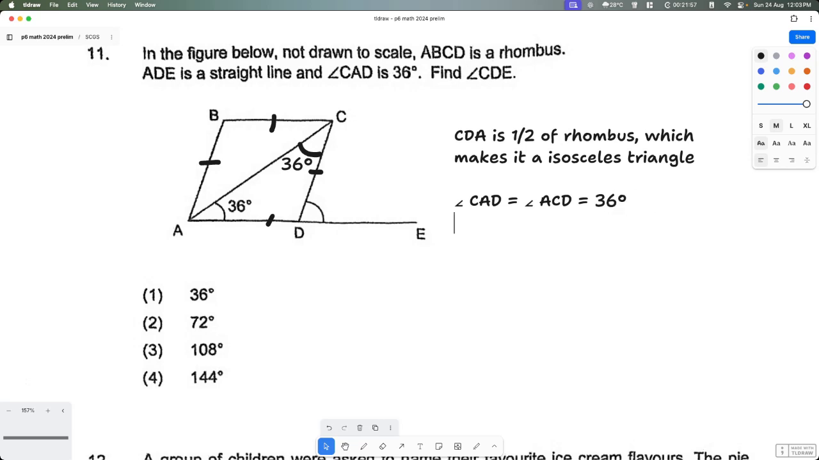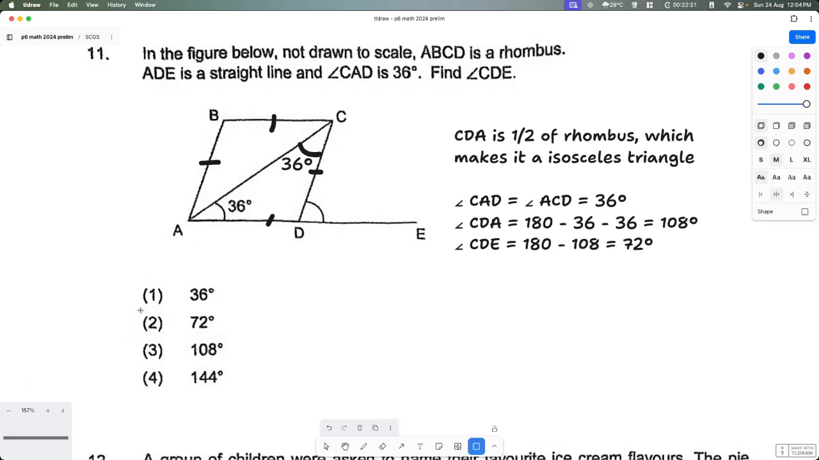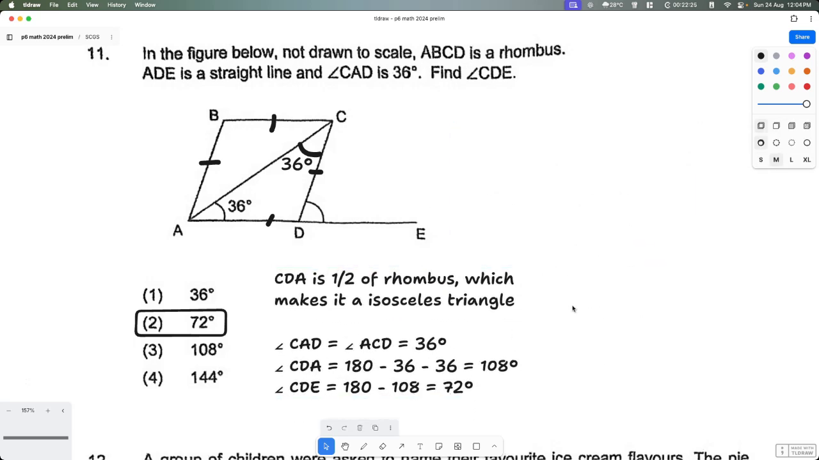So that means angle CDA is equal to 180 minus 36 minus 36, which is equal to 108 degrees. So that means angle CDE is equal to 180 minus 108, which is equal to 72 degrees. So the answer is option number 2, in this case over here. All right, that's it. Let's move on to the next question.